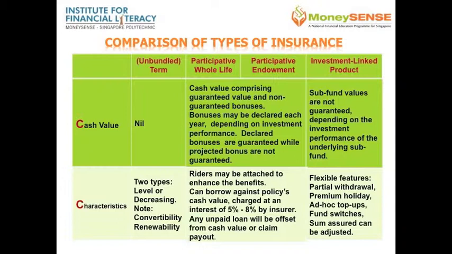In terms of characteristics, for term insurance, there are mainly two types: a level term insurance or the decreasing term insurance. For level term insurance, your sum assured simply remains the same throughout the covered period. For decreasing term, your sum assured will decrease over the years up to zero value by the time it expires. It can also offer two other features such as convertibility as well as renewability.